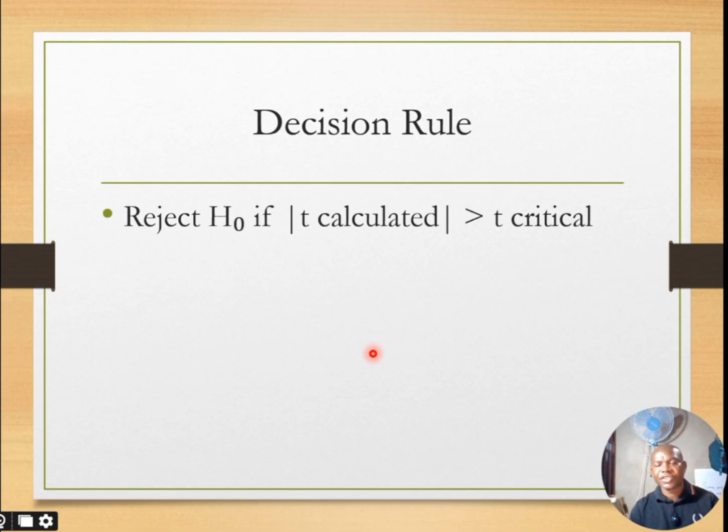Now, what is the decision rule? When your t calculated is greater than your t critical, you reject the null hypothesis. Let me repeat again. When your t calculated, the t value you obtain from your data set, is greater than your t critical, then you will reject what? Your null hypothesis, stating that your result is what? Statistically significant. Very, very important.